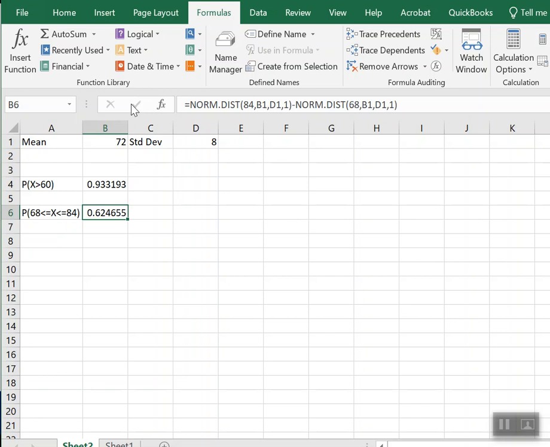So just a little bit below the mean of 72, and then a little bit above the mean of 72, about 1.5 deviations above. So let's jump back now to our PowerPoints and look at our next question.